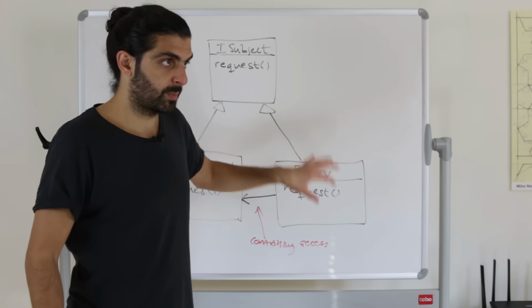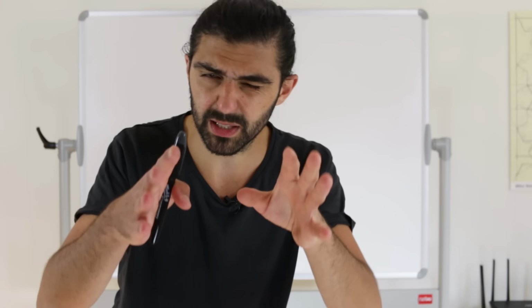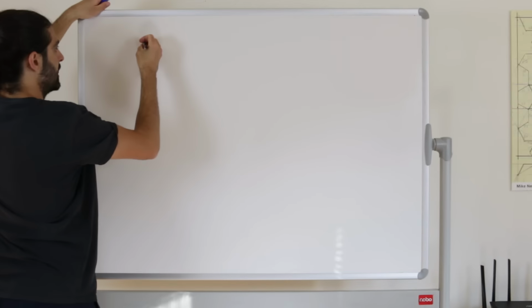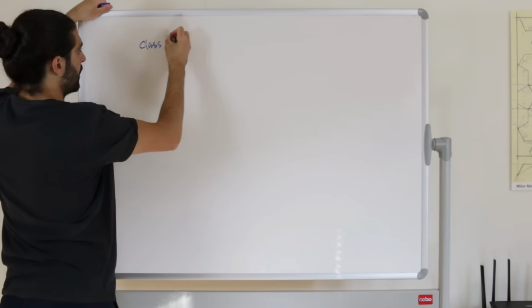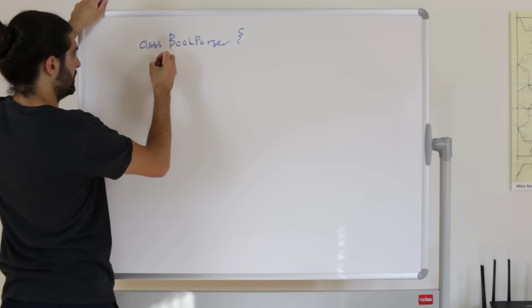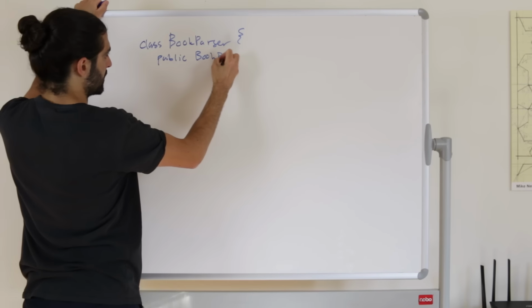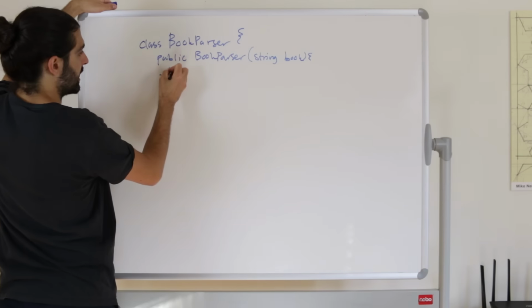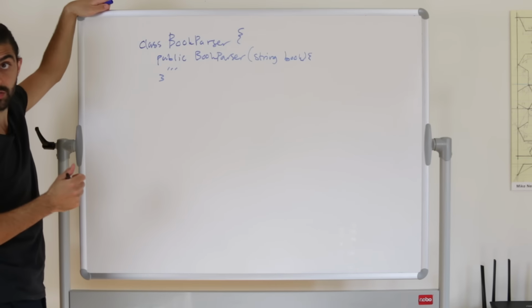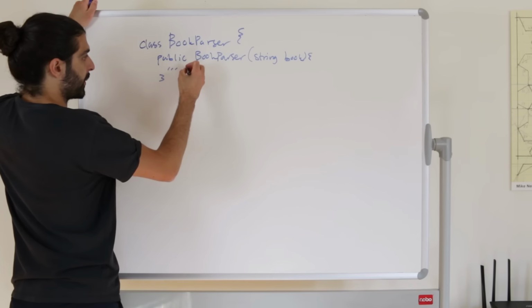Before we wrap up, let's super quickly look at some code. Let's get rid of this stuff, and let's build up some code for the example that we talked about before with the book parser. So, hypothetically, we have a class called the BookParser. It has a constructor, public BookParser, that takes a string representing a book and does some super heavy computation upon that string. That's the tough part we wanted to avoid.